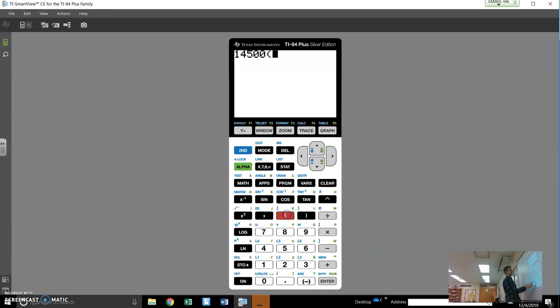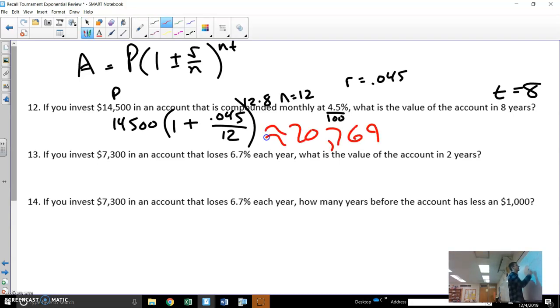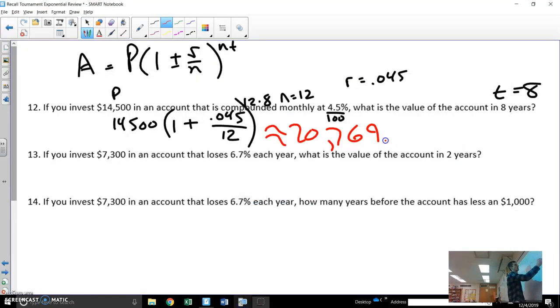14,500, parentheses 1 plus, because it's increasing, 0.045, our 4.5% as a decimal, divided by the compounded monthly 12 times, and then that's raised to the monthly 12 times 8 years. So it looks like that's going to be roughly 20,769. Couldn't remember the first thing. It's 20,000 if I remember correctly. 20,769. And then since it's money, I may stop and round to the nearest cent. So that'd be 29 cents.